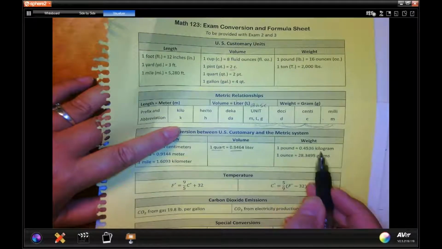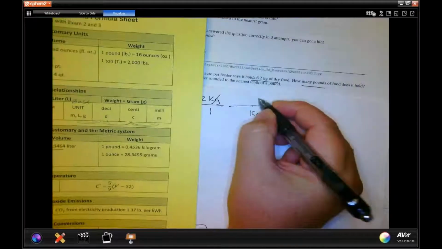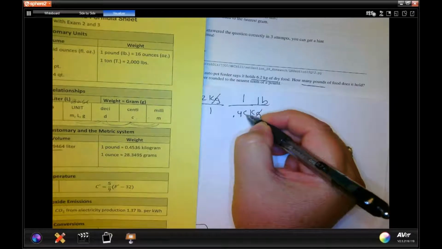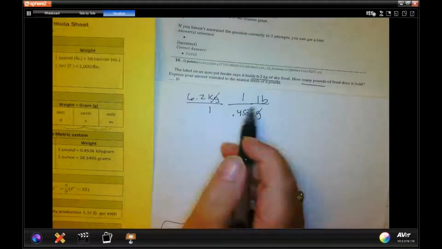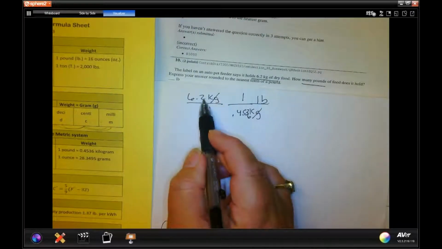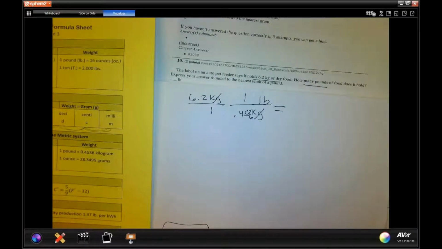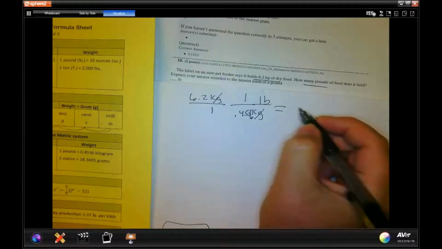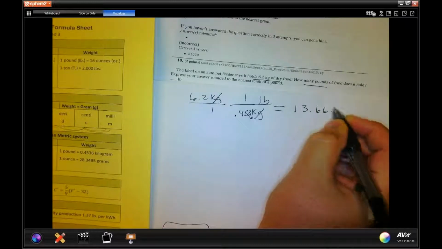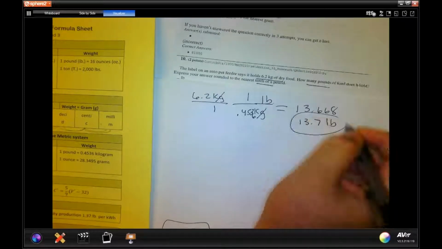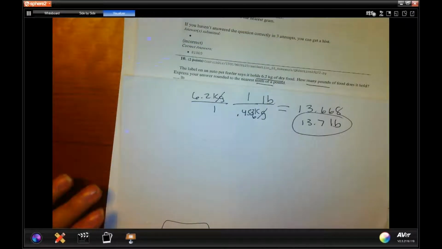We have a pound to kilogram conversion. 1 pound is 0.4536. So again, we don't have anything but a 1, so there's no multiplication. Divide by the denominator. So 6.2 divided by 0.4536. Nearest tenth, 13.7 pounds. Okay.